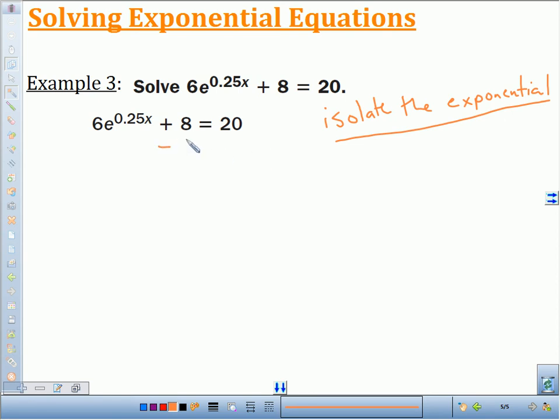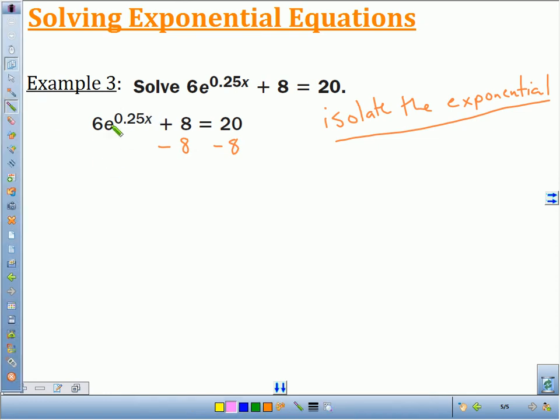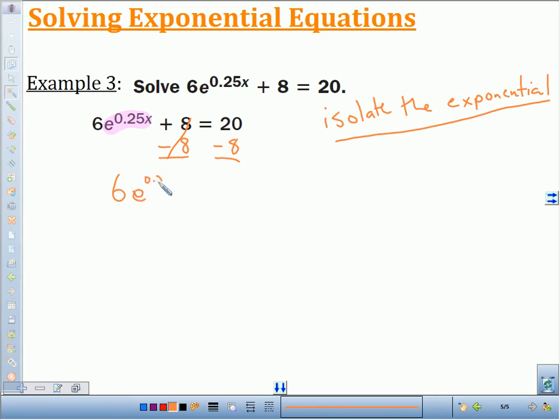To do that, we're going to subtract 8, right? Because the exponential is this guy here, e to the 0.25x. So we're going to isolate that. We start by subtracting 8 just like we would any other equation, giving us 6 times e to the 0.25x equals 12. We divide by 6, right, to get rid of that 6. Gives us e to the 0.25x equals 2.